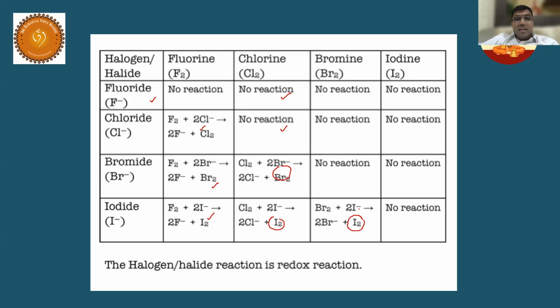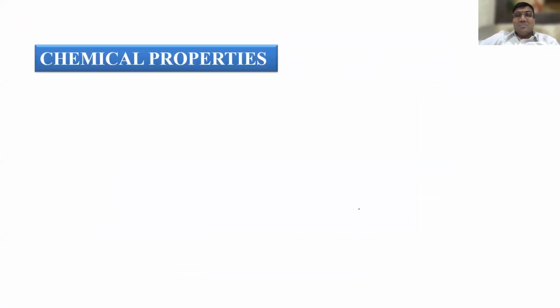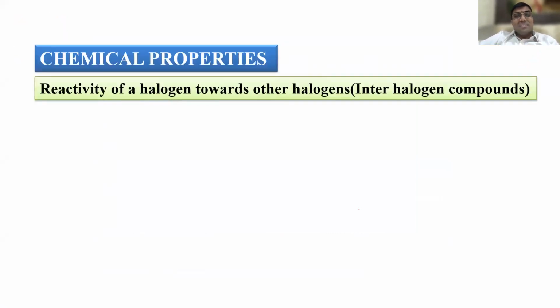So this is halogen-halide redox chemistry. Good. So this is all about the displacement reaction. Now let us get into the most interesting episode, that is interhalogen compounds. Interhalogen compounds means, try to understand, students, a halogen reacts with another halogen and forms a compound. So what are those? Let us see.